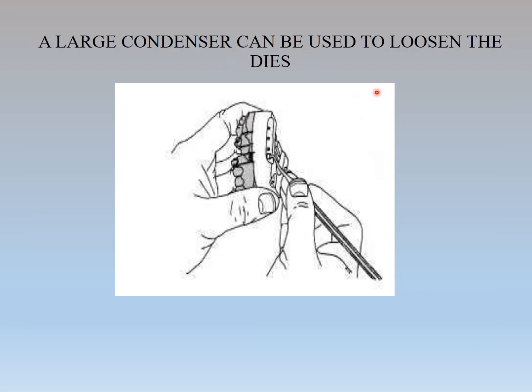A large condenser can be used to loosen the dies, so you can just push the dies out. You'll be able to see at the end of the pour there will be wax sticking, so you know that is the end of the second pour. So you can just push that wax and the die will come out.